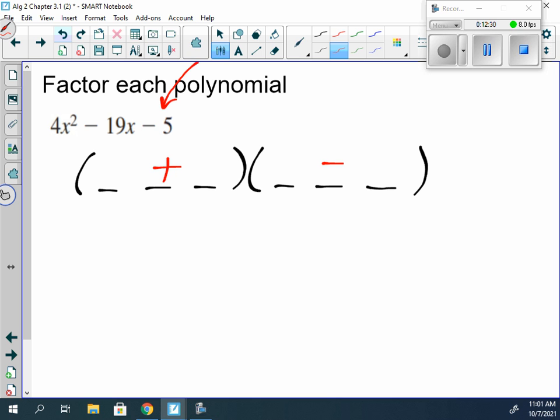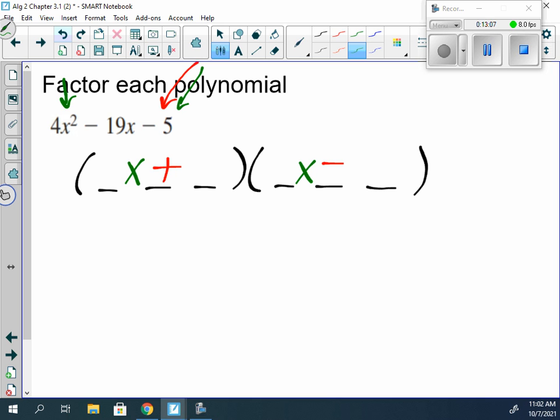It doesn't matter which one we do because our last step is to plug in and check. So if it works out that we have them flipped, we can always flip it. But there is a way to know if we need to flip the signs. Now let's look at our factors, the factors of the first term and the last term. Well, 4x squared, the x squared we know we'll need x and x. That's the only way we get x squared.